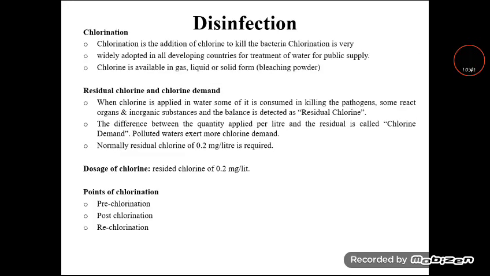So in this chlorination, by adding chlorine gas, bromine, iodine, then potassium permanganate, ozone, and excess lime treatment are some of the chemical methods. So normally we use chlorine in the form of gas or powder, which is added to kill the bacteria present in the water.